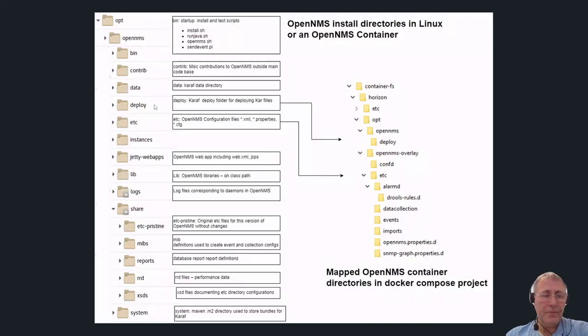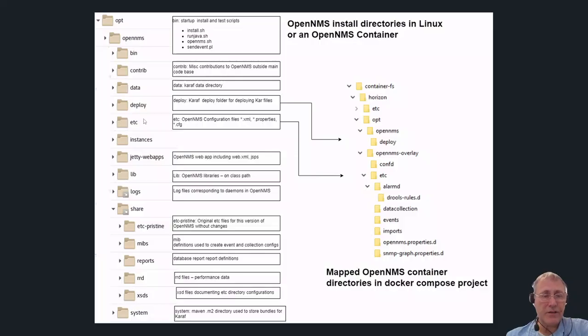Data, deploy, and system are all actually, and instances are all actually related to the Karaf container which runs in OpenNMS. Deploy is where you would deploy plugin KAR files. Data is where Karaf stores its own data. Instances is another place where OpenNMS stores its running data. And the system directory is a Maven directory which contains the various components that Karaf needs to start up.